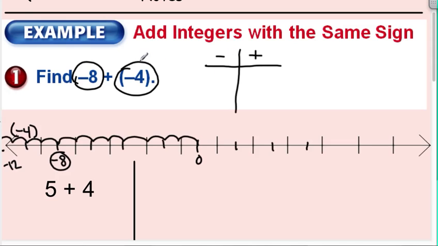So for this particular example, we would start with this integer, the -8, and there would be -8 or 8 people on the negative team. 1, 2, 3, 4, 5, 6, 7, 8. Then I would look at my next integer that I'm adding to that, and in this case, it would be 4 negatives. 1, 2, 3, 4.